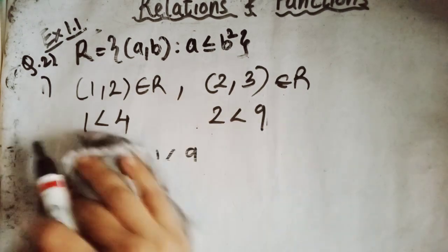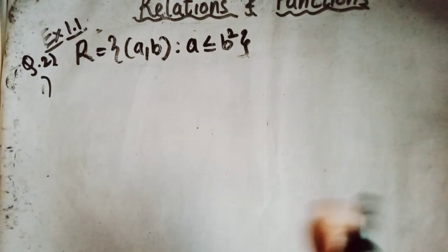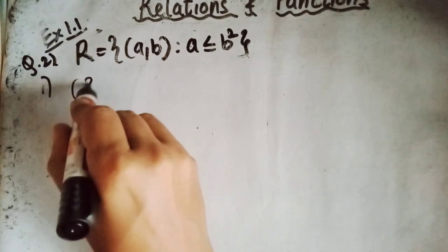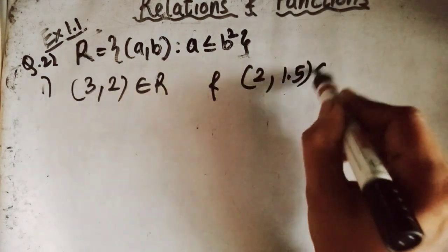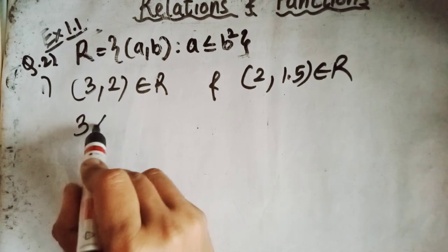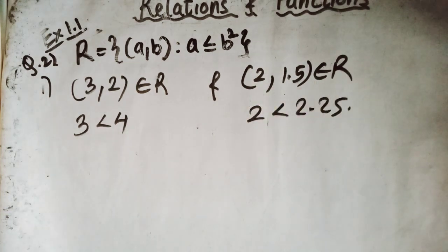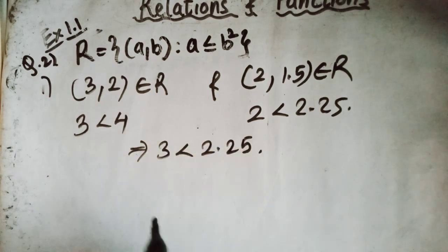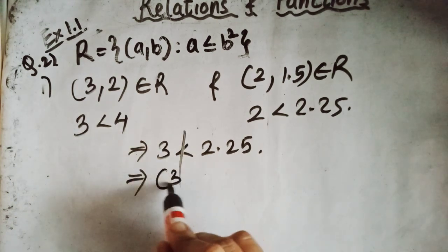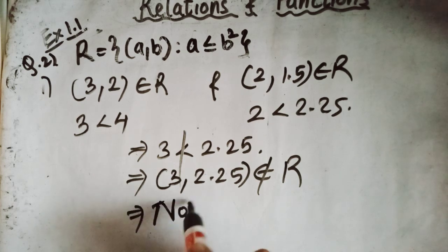Okay, now I'll take a combination of natural and rational numbers. Okay. So if I have (3, 2) belonging to R and (2, 1.5) belonging to R. So 3 is less than 4 and 2 is less than 2.25, right? 1.5 square is 2.25. So this shows that 3 is less than 2.25. Is this true? No. So 3 is not less than 2.25, which says that (3, 1.5) does not belong to R, and this is not transitive.